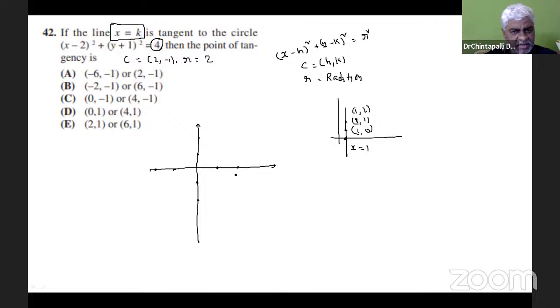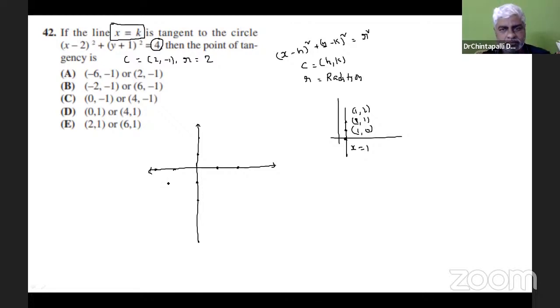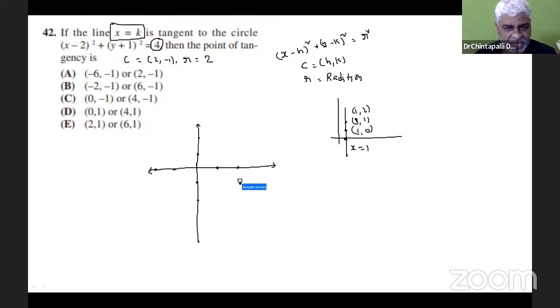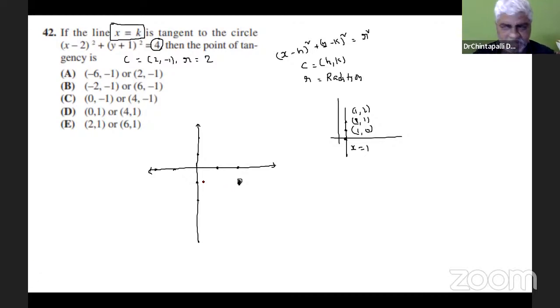Can I locate its center? Yes, sir. Locate its center on the graph. 2, comma negative 1. Where is 2, comma negative 1? Here, sir. Yes, very good. You are right. It is its center. What is its radius? 2, sir. So radius 2 means this is 2 units, right?